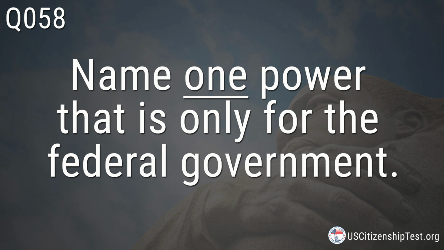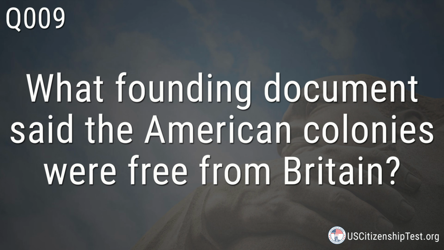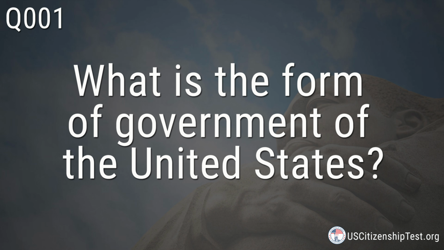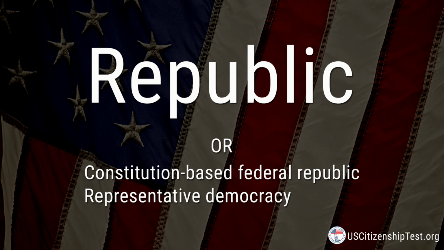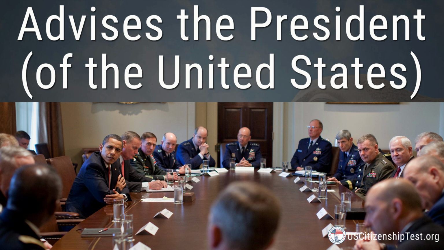Name one power that is only for the federal government. Print paper money. What founding document said the American colonies were free from Britain? The Declaration of Independence. What is the form of government of the United States? Republic. What does the President's cabinet do? Advises the President.